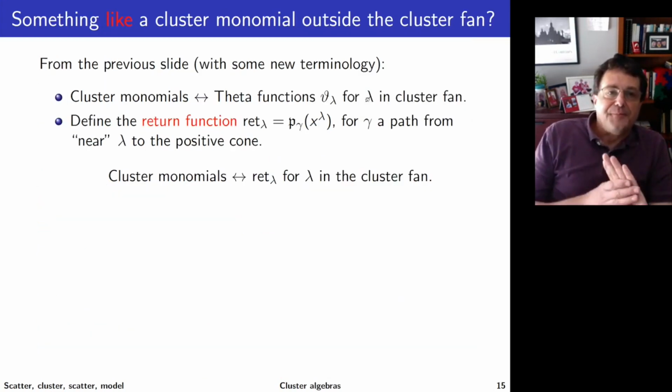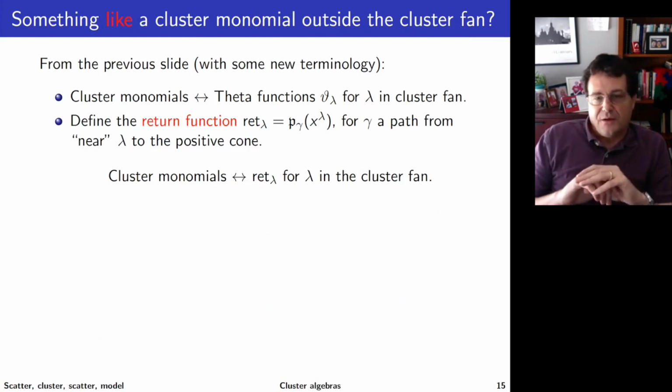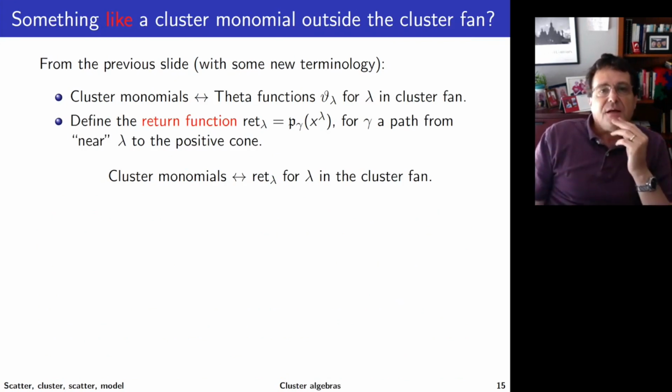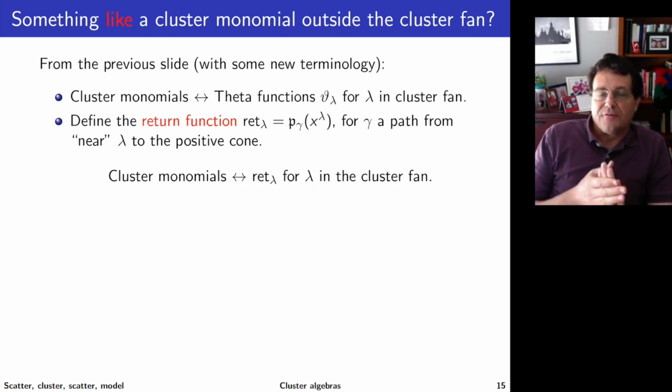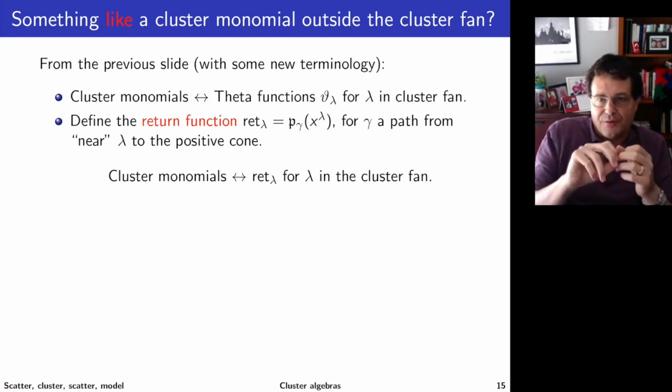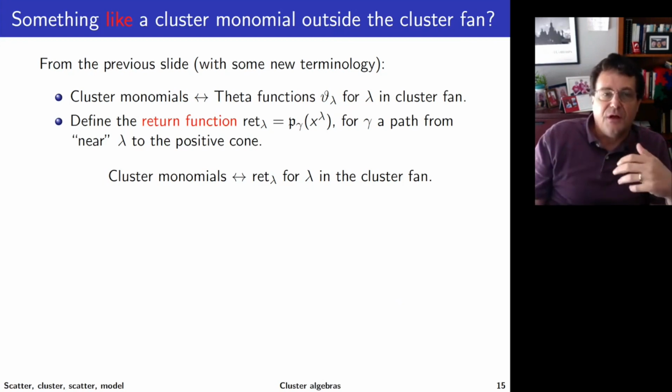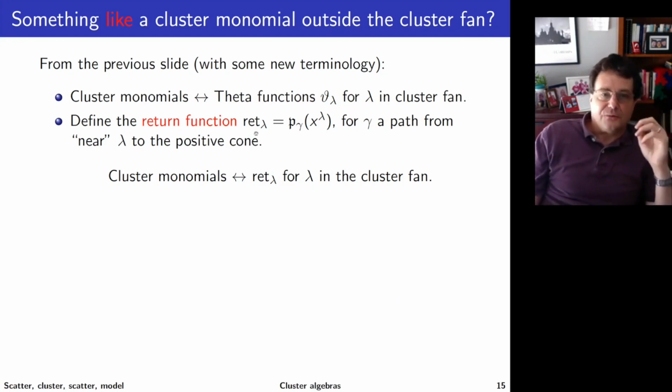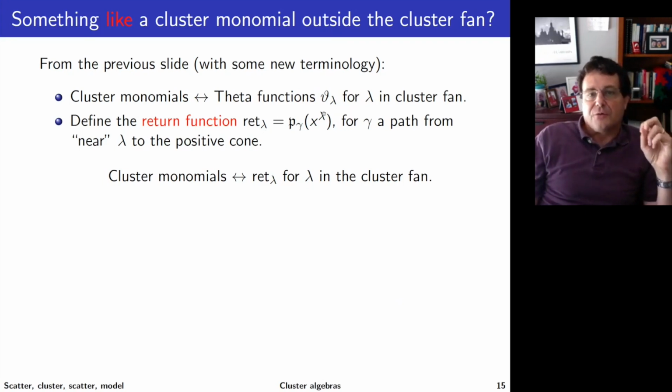Okay, so again, I want to take that and expand on it. Cluster monomials correspond to theta functions: if you take a g vector in the cluster fan, you get a theta function. Maybe I'll use the term return function. Somehow you're starting at lambda, at your g vector, your particular integer vector, and returning. And you're returning in two senses. First of all, you started with a monomial that is just at that vector, x to that vector.